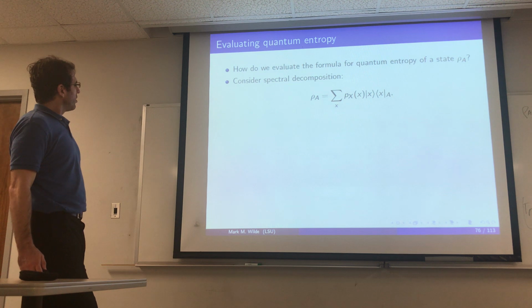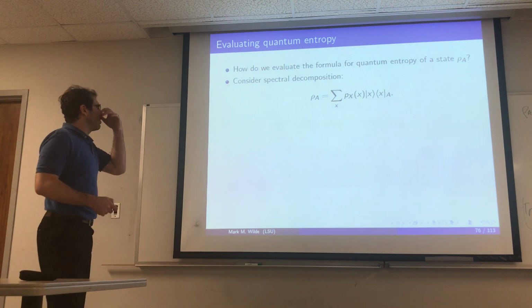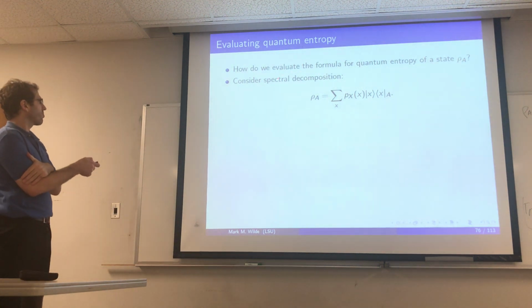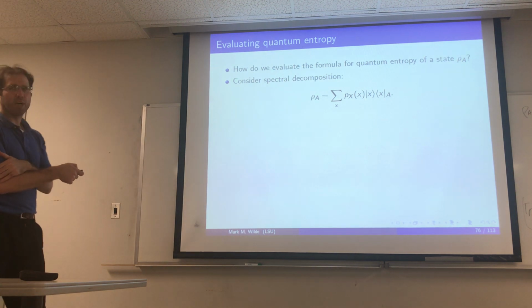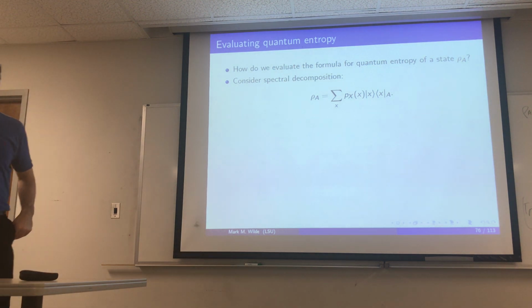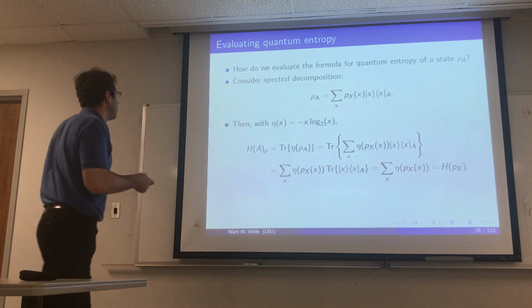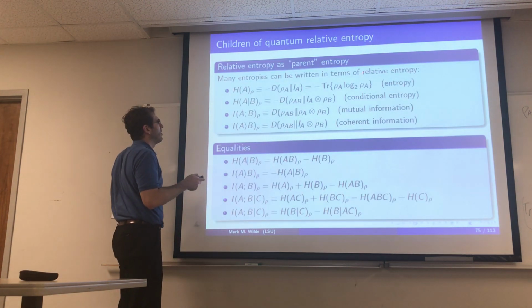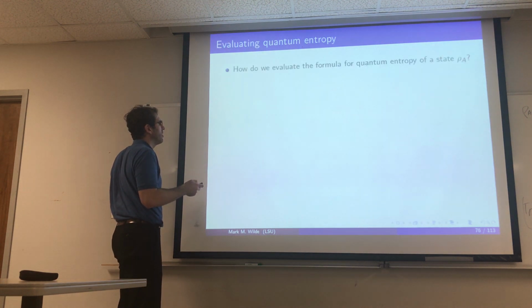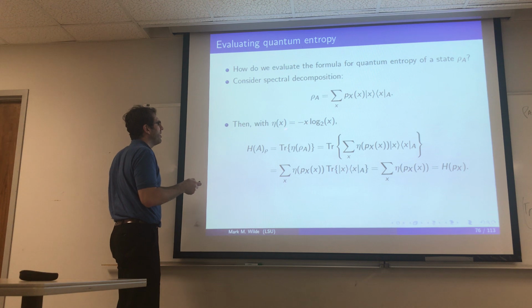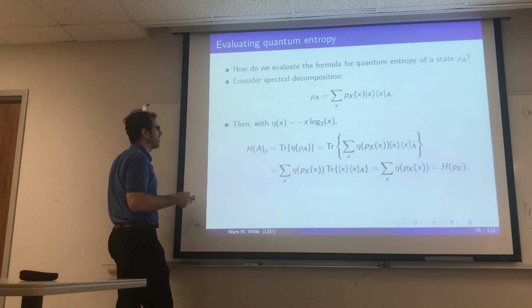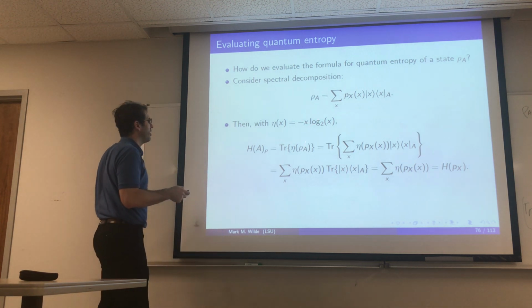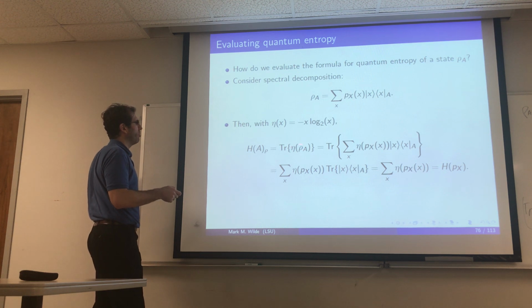So if we have the formula for quantum entropy, how do we evaluate it? Take a spectral decomposition of the density operator, something you can always do. Remember, entropy is given by this formula we're trying to evaluate. So how do you do it? Define this function, eta of x, negative x log x. Then the entropy is equivalent to this expression.